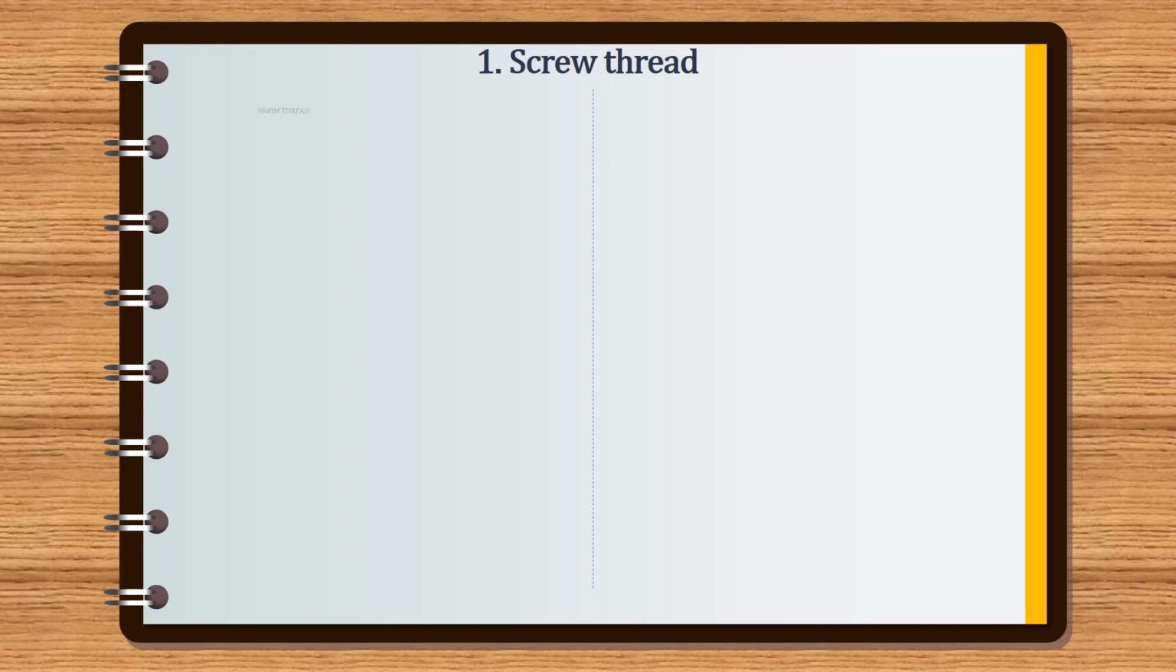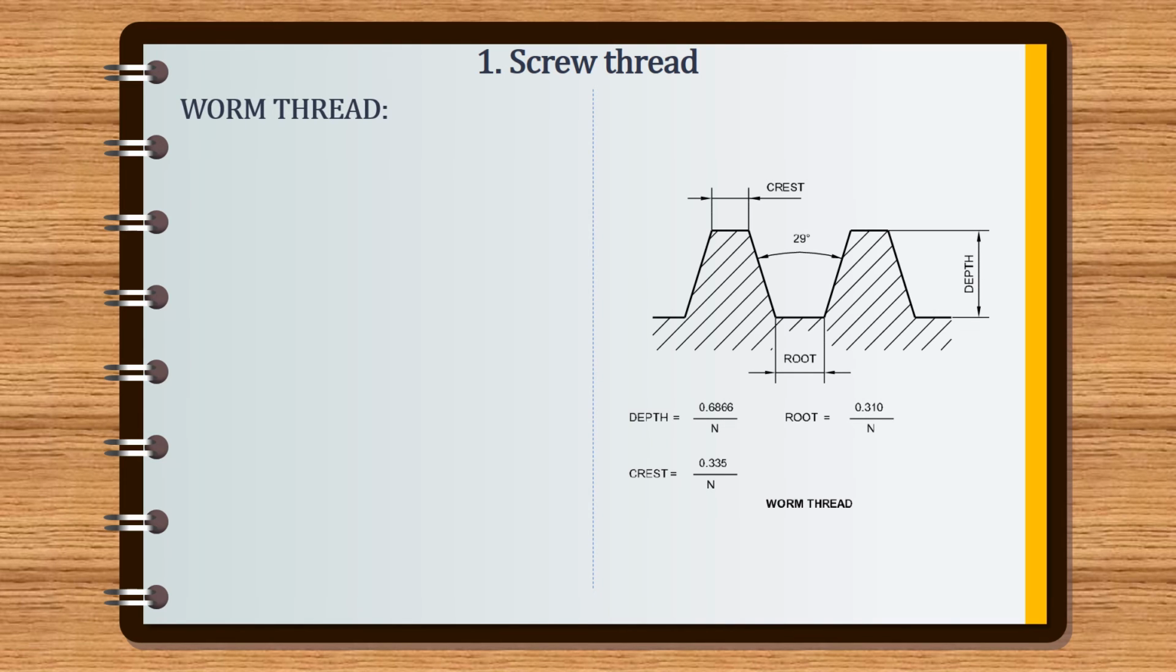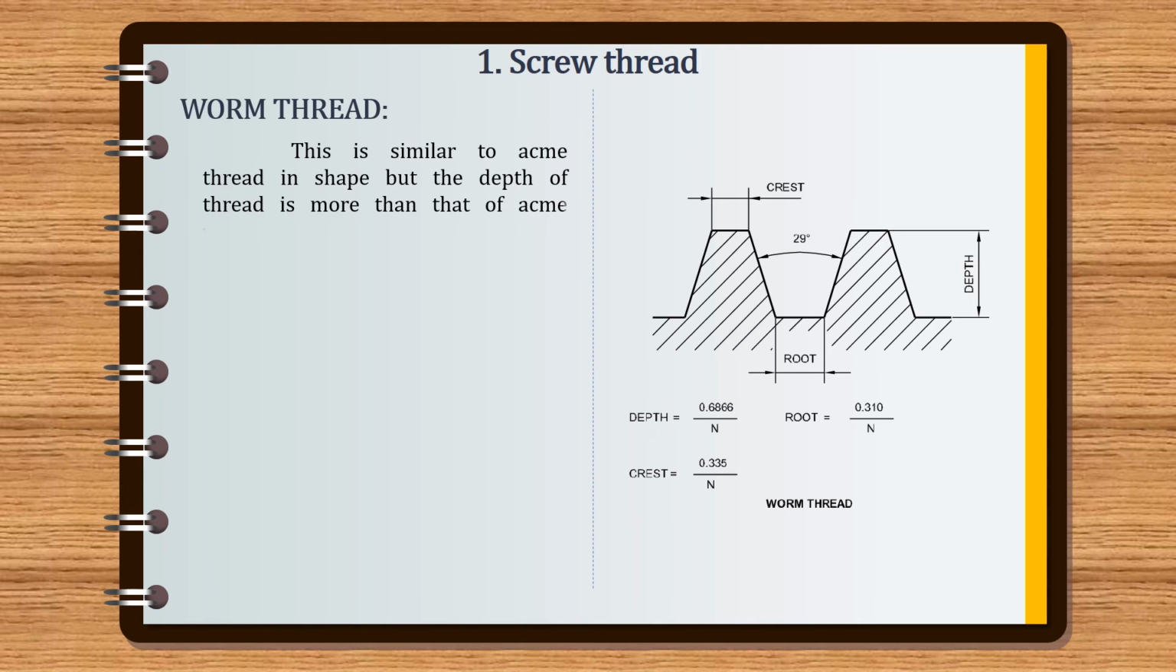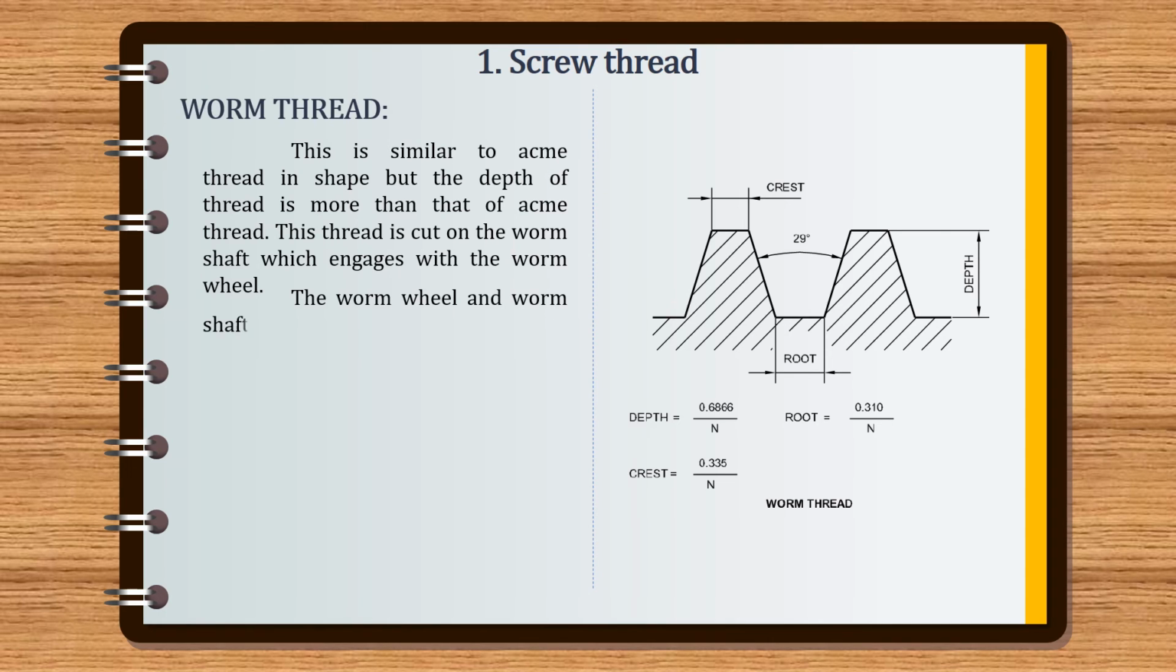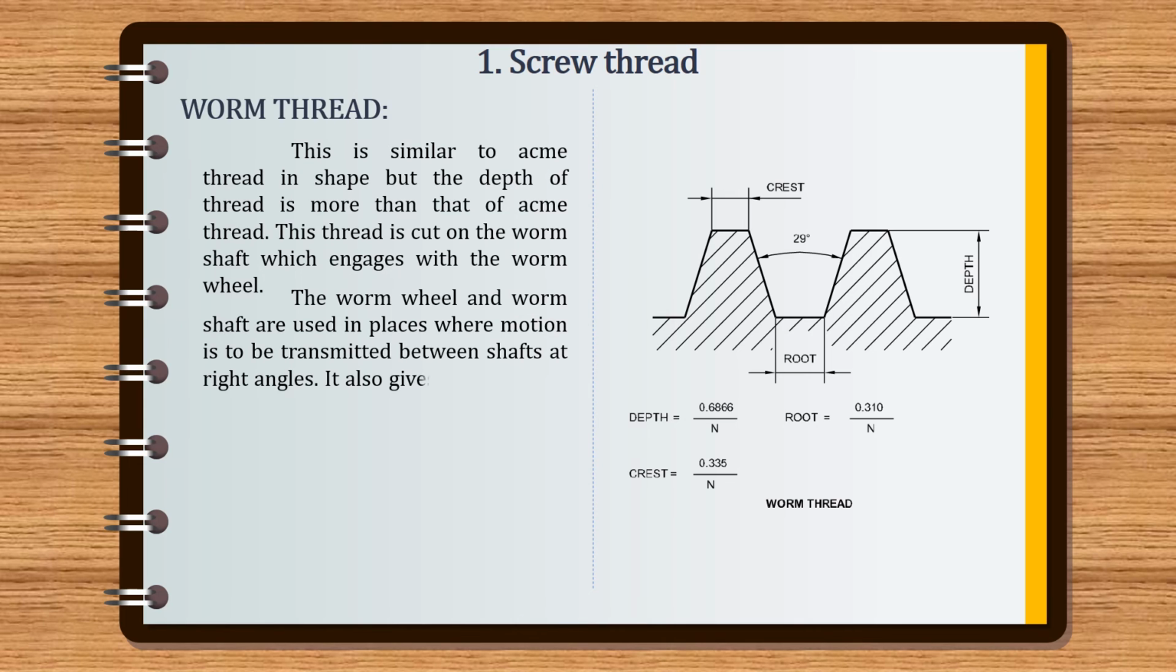And the third type is worm thread. This is similar to ACME thread in shape, but the depth of thread is more than that of ACME thread. This thread is cut on the worm shaft, which engages with the worm wheel. The worm wheel and worm shaft are used in places where motion is to be transmitted between shafts at right angles. It also gives a high rate of speed reduction.